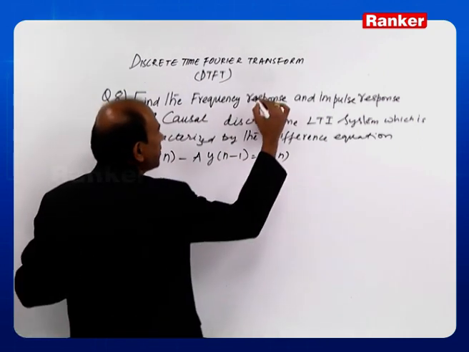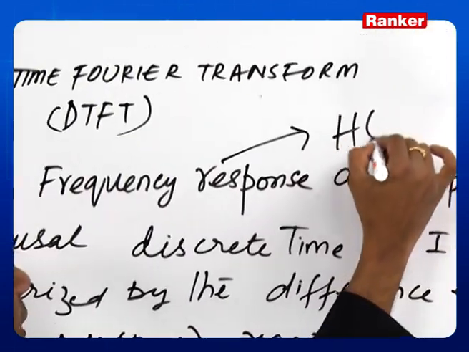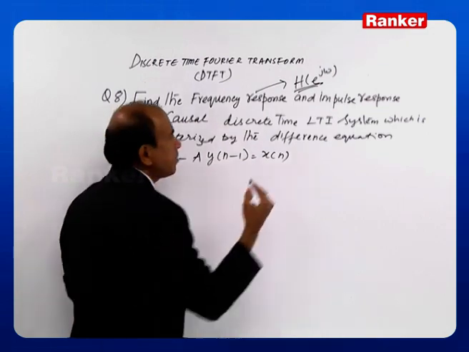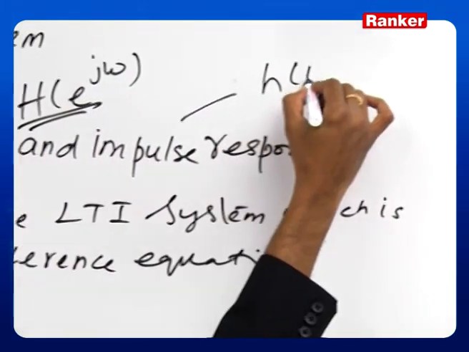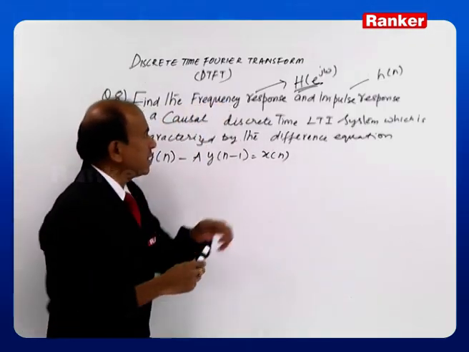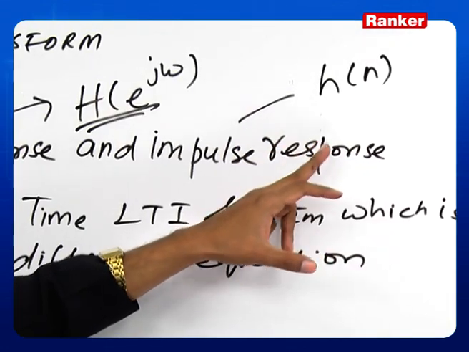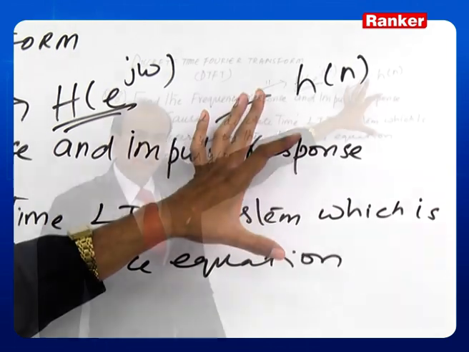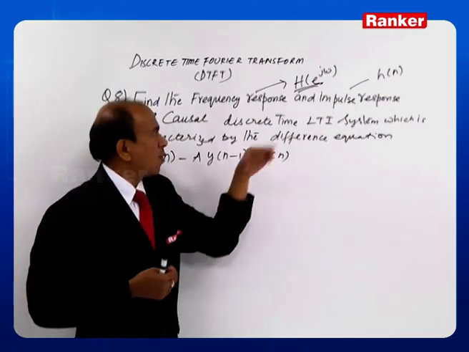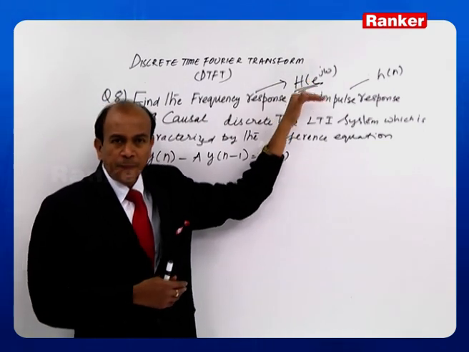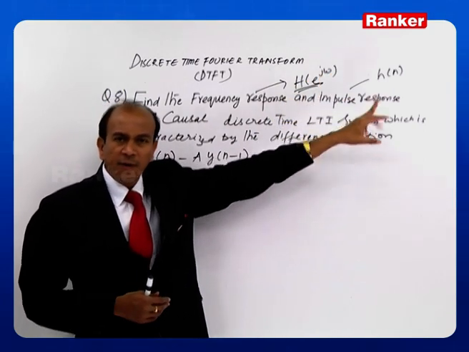But we know the frequency response is nothing but H of e to the power of j omega. So, I have to calculate this, and also what is the impulse response, h of n. Once I know the frequency response, I can calculate the inverse discrete time Fourier transform of that, and then I will get the impulse response. So, let us calculate first H of e to the power of j omega, that is the frequency response, and given the frequency response, I will calculate the impulse response.